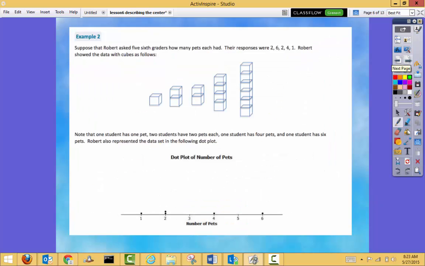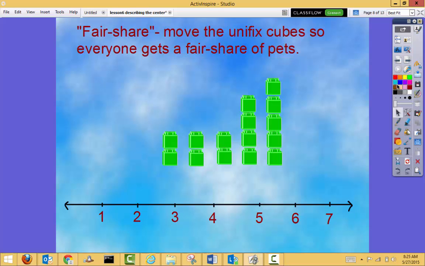All right, number 2. Suppose that Robert asked 5 sixth graders how many pets each had. Their responses were 2, 6, 2, 4, and 1. Robert showed the data with cubes as follows. Note that one student has one pet, two students have two pets, one student has four, and one student has six pets. He then represented it on a dot plot. So we see your dot plot right here.